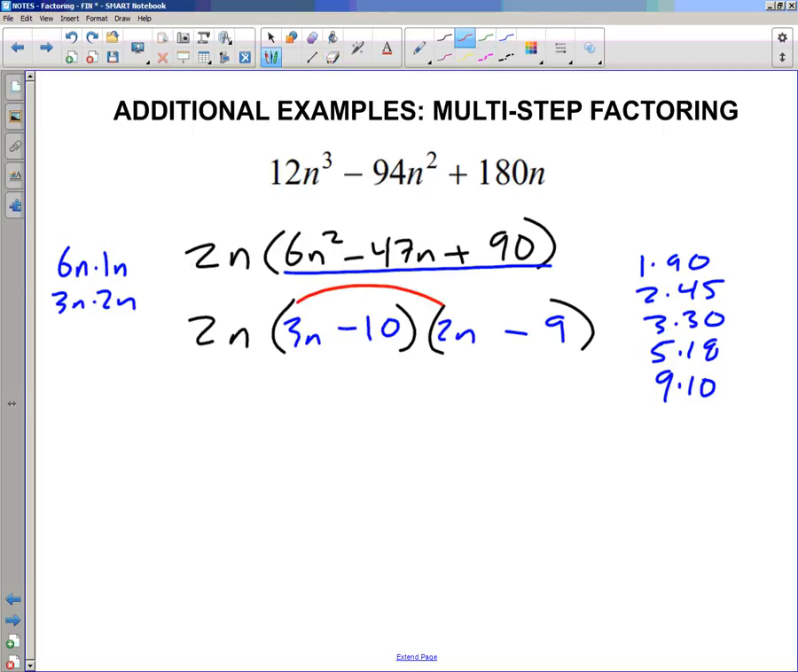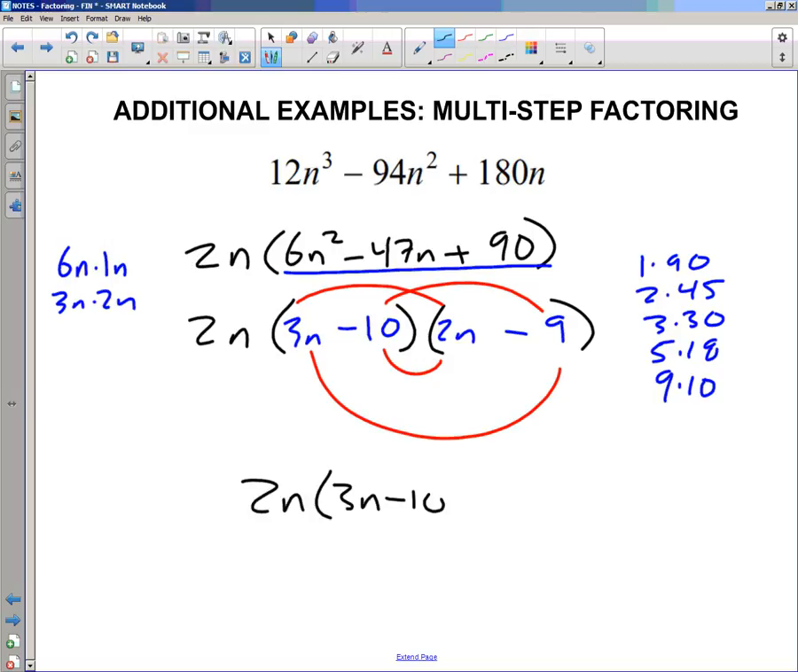3n times 2n, 6n squared, that works. Negative 10 times negative 9 will give us the positive 90 that we're looking for. Negative 20, negative 27 should be it. All right, so I'm looking at those two factors to see if they factor any more, and they don't. So our final answer here is going to be the following. We've got 2n times the quantity 3n minus 10 times the quantity 2n minus 9.